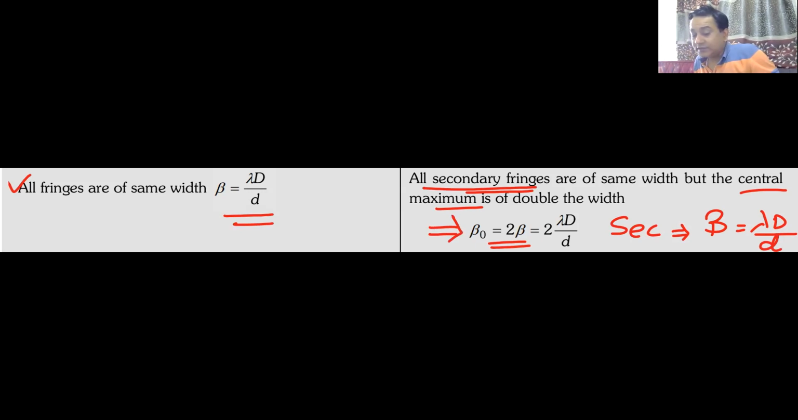So note these points down. This point is not given in the sheet, so I am showing it from the second sheet. In case of interference, all interference fringes are of the same width. In case of diffraction, they are not of the same width. All secondary ones are of the same width, lambda D by d, but the central maxima is 2 times. I'll give you a minute to note this down.